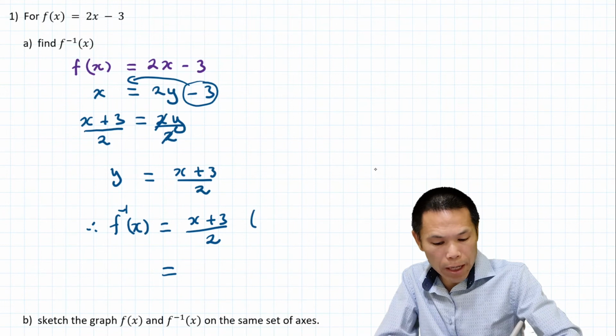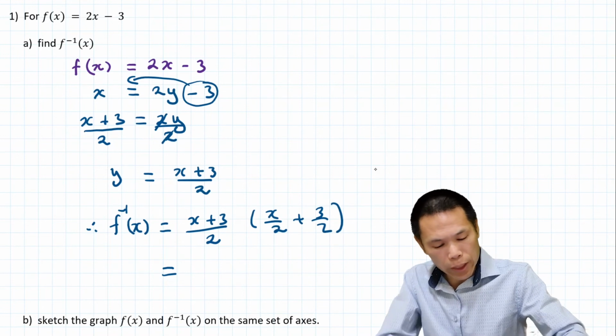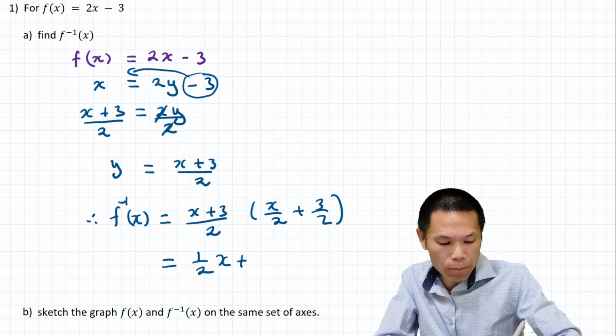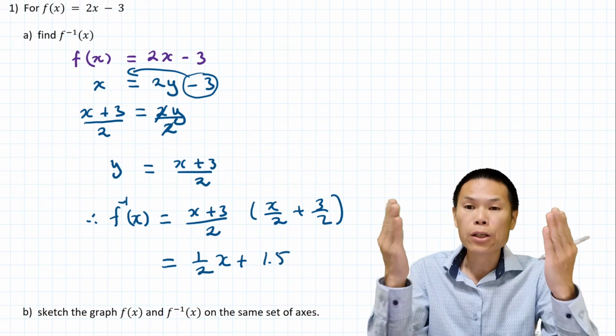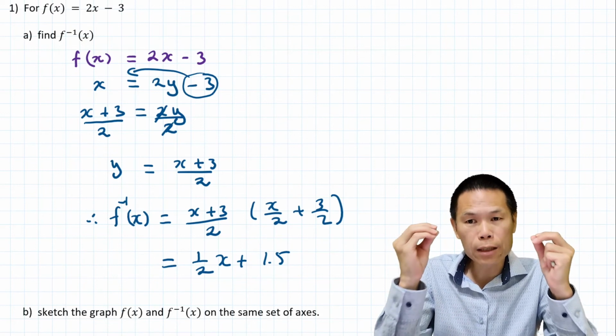So this is the same as x over 2 plus 3 over 2, or 1.5 if you like. So I can just write this as a half of x plus 1.5, whichever way you like. Okay, so the same thing. So now we can actually sketch the inverse and the function.